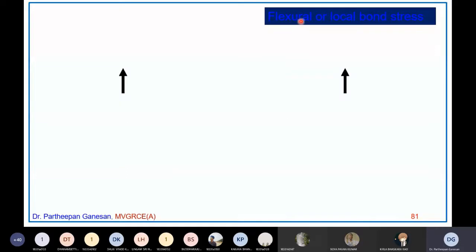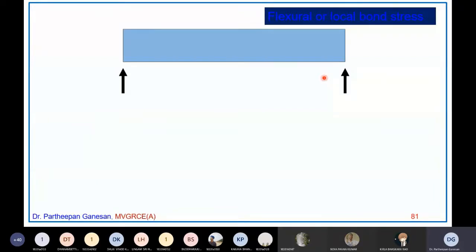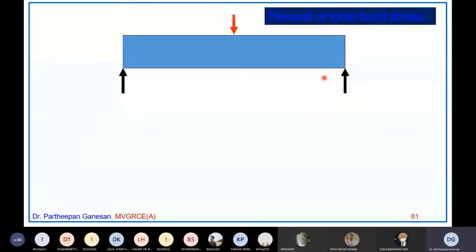Now here we are going to see what is flexural bond stress or local bond stress. Let us say you have a simple support and a beam, and it is subjected to an external load. This is the neutral axis or neutral layer, above which it will be subjected to compression. Below the neutral axis, everything will be subjected to tension. Now this is subjected to external load P. Reactions will be P by 2, P by 2. You know how the bending moment diagram looks like.